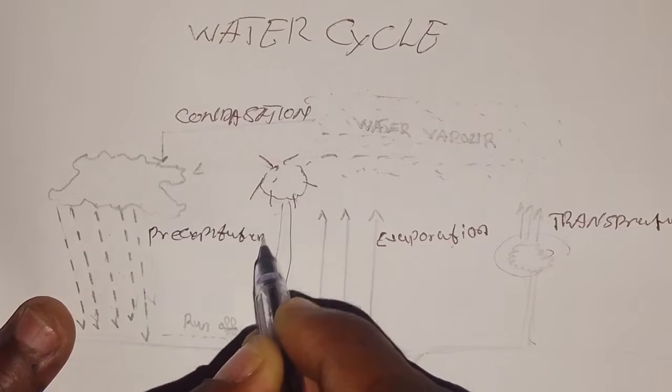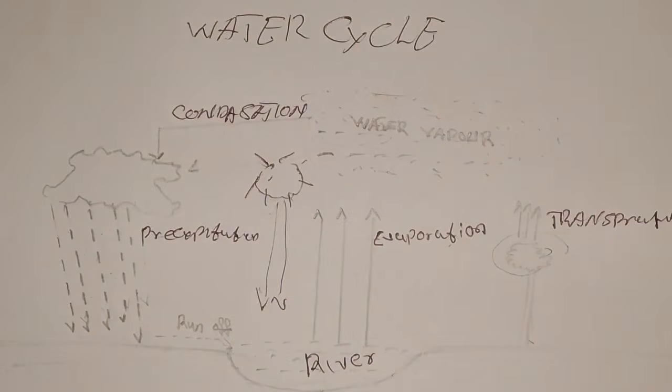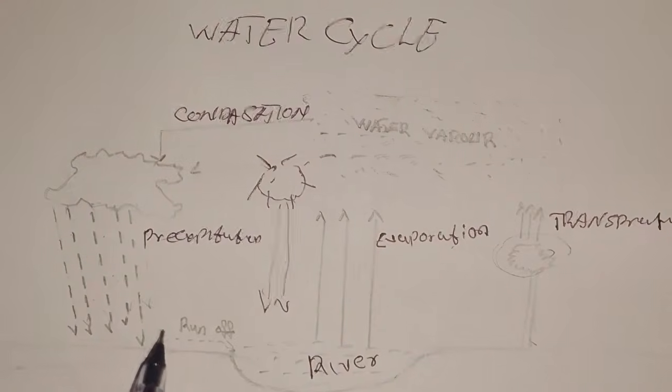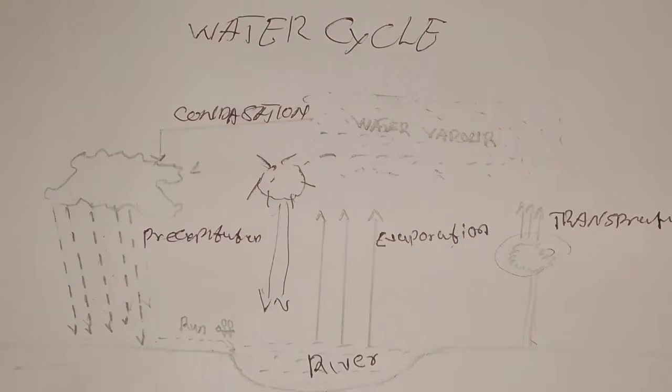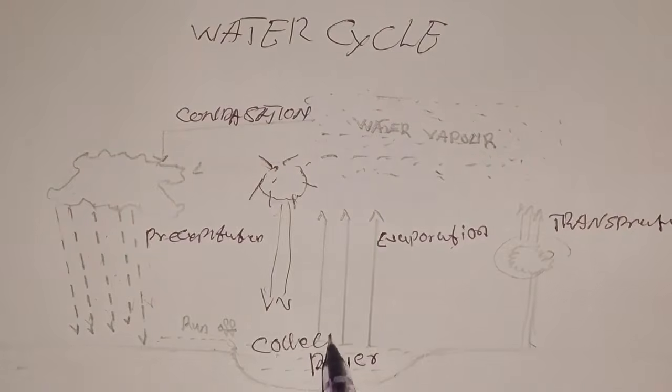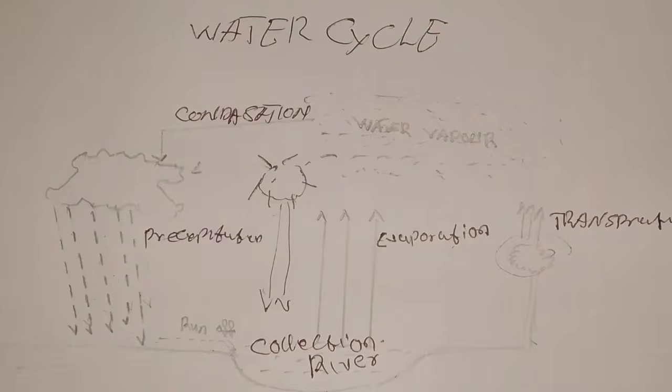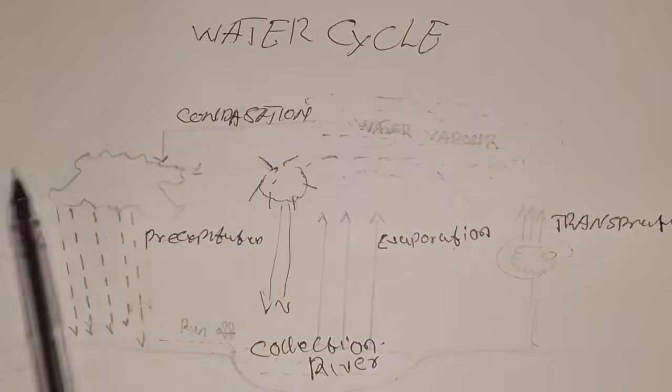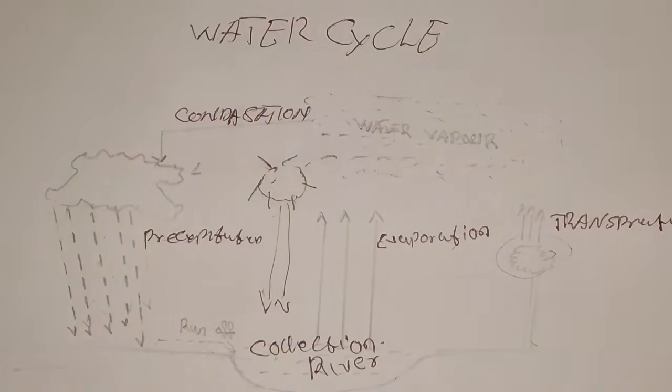After precipitation, the water will now run off into the water bodies again, and this is what we're referring to as collection. So the water will be collected. So you see, the cycle keeps on repeating itself. After this process happens, this process will happen, also this process will happen, back again, just like that. It just keeps on repeating itself.